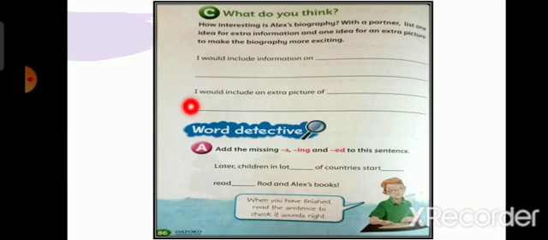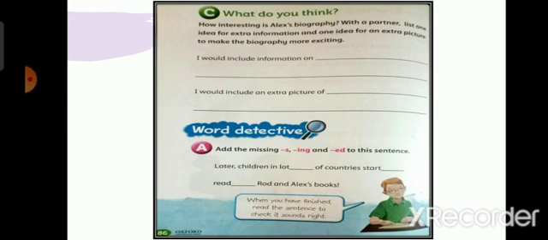And here you have to think about an extra picture or photograph that you would like to include in his biography. That picture might be about his grown-up children, his wife, or his house, or any other photograph or picture you would like to include, you can mention here. Okay? Now, come on the next question.